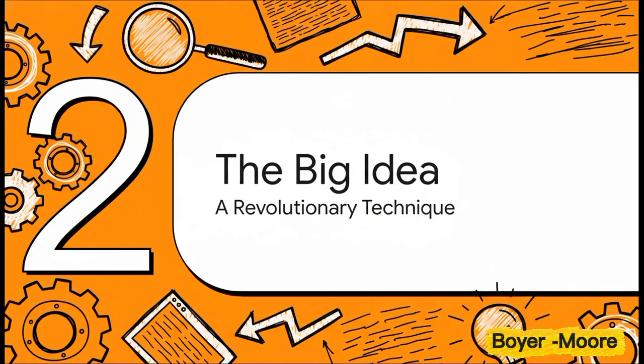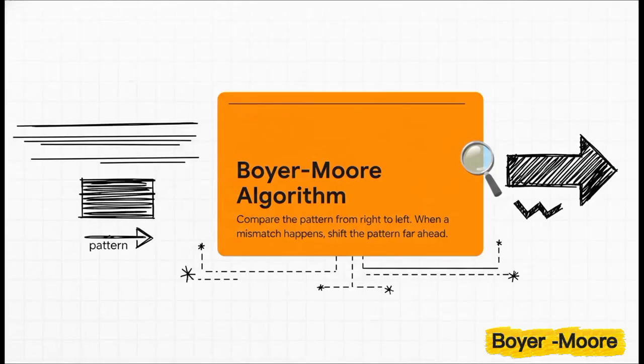But now, let's bring in the expert, the seasoned inspector with a brilliant, totally revolutionary idea that's going to change the entire game. This right here is where the magic happens. Our expert's technique is called the Boyer-Moore algorithm, and its strategy is so simple but so powerful. Instead of checking a word from left to right, it checks from right to left. Yeah, you heard that right.